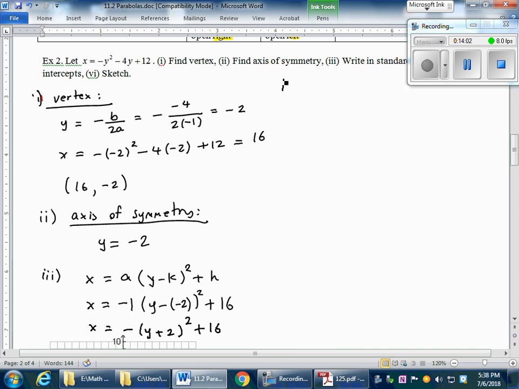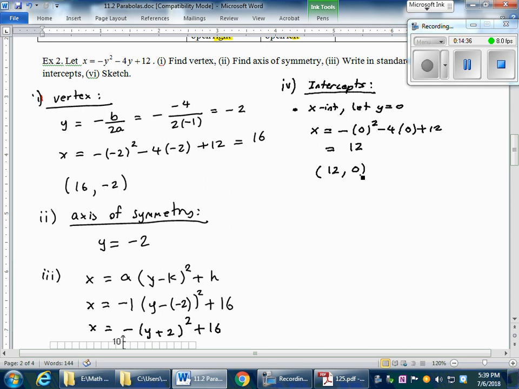Finally, let's find the intercepts. As before, if you want the x-intercept, let y be equal to 0. So for the x-intercept, let y be equal to 0. That tells me x is equal to minus 0 squared minus 4 times 0 plus 12. Plug it into the equation, so that'll give me 12. So therefore my x-intercept will be 12, 0.